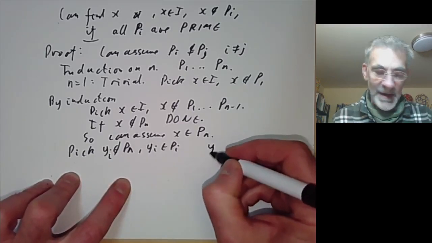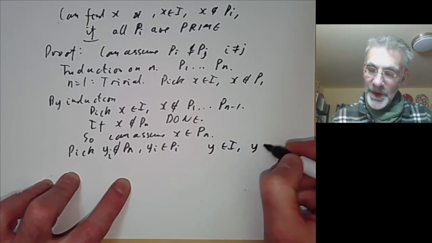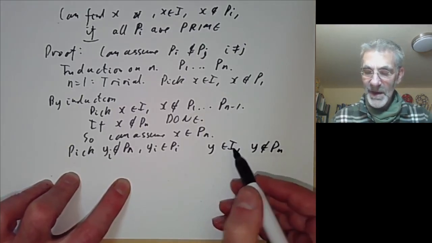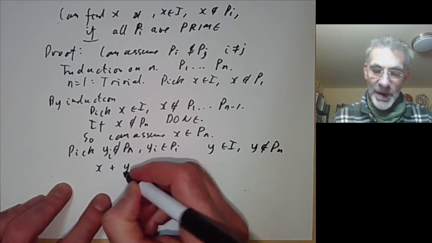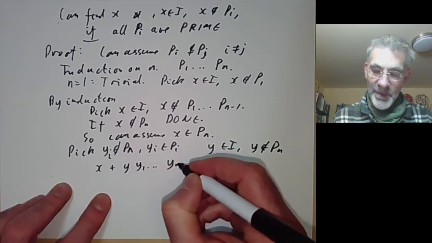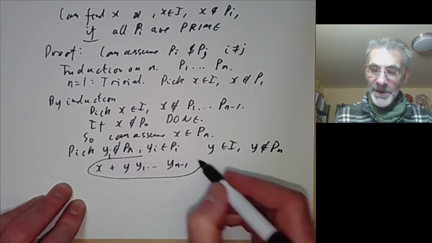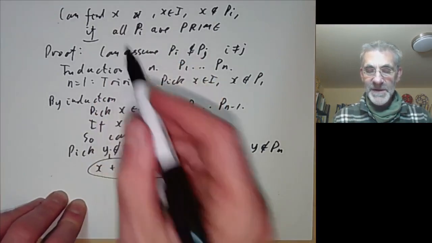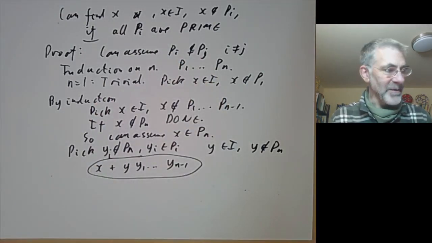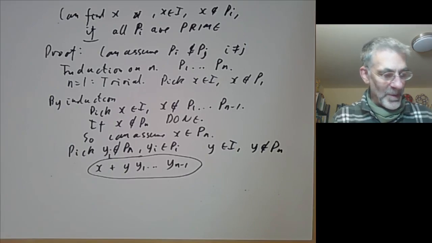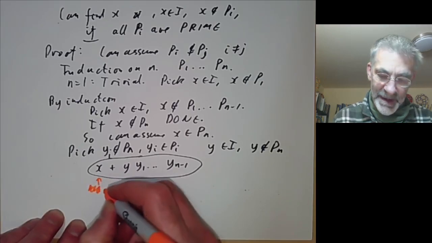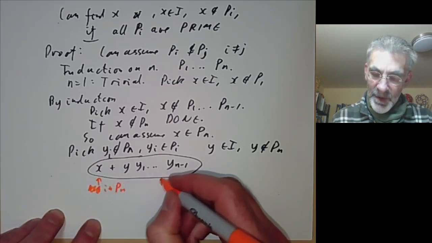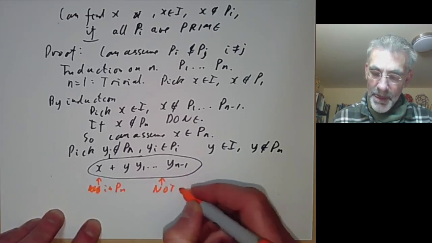We can also pick an element y in I with y not in Pn, again because I is not contained in Pn. And now let's look at the element x plus y times y1 up to yn minus 1. And we're going to show that this element satisfies the condition we want. So, first of all, we notice that x is in Pn. On the other hand, this element is not in Pn.